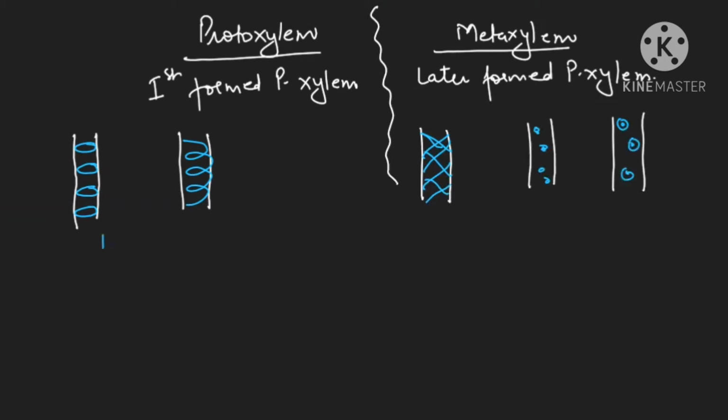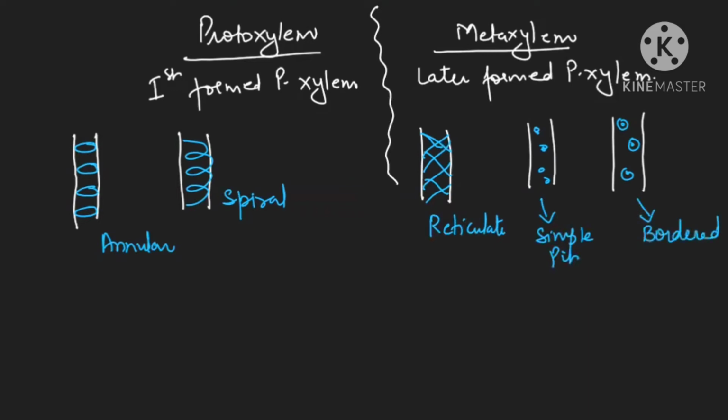Now see, this is your annular. First is annular. This is your spiral thickening of the lignin. This is reticulate thickening. And this is simple pit. And this is bordered pit. Is it clear? So protoxylem are having the lignin deposition as annular and spiral. And metaxylem is having its lignin deposition as reticulated and pitted.